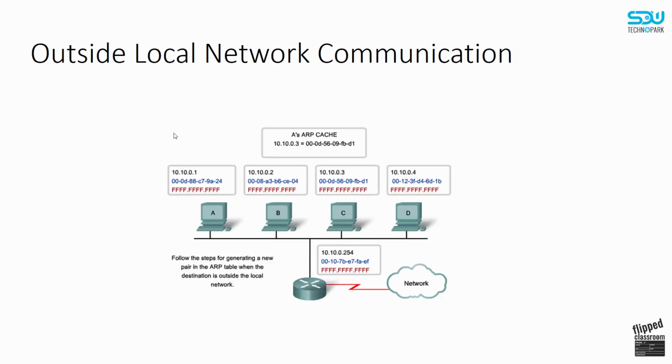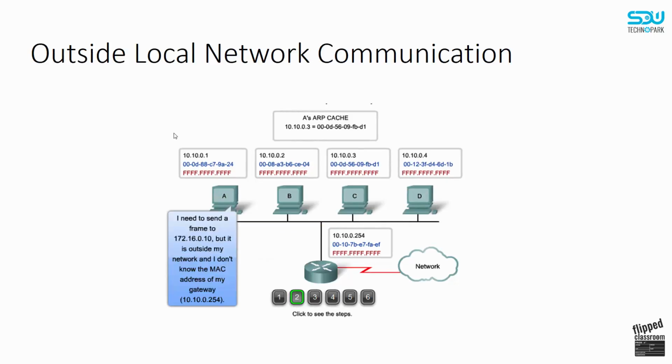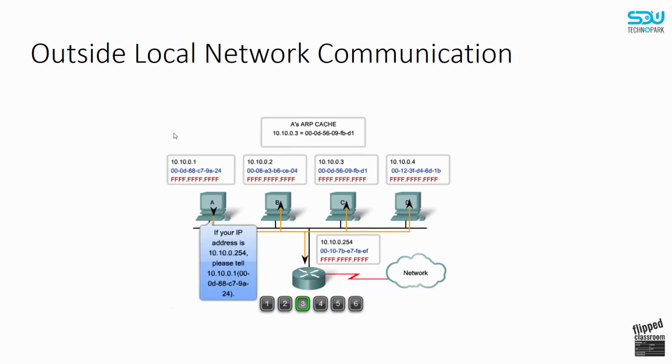And now outside local network connectivity. Let's take a look at this situation. Our computer says that it wants to send information to the 172.16.0.10 IP address, and this IP address is out of our network. That is why computer A immediately generates an ARP request to find out the gateway's MAC address, because by using the gateway, computer A and all other computers inside this local area network are able to communicate with foreign IP addresses.